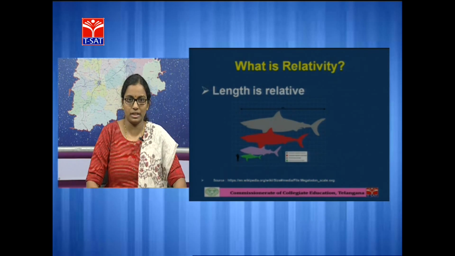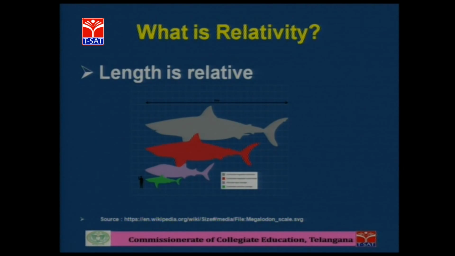So what is relativity? As you are looking at the slide, the first slide says length is relative. See, we are observing 4 sharks of different colors. The grey shark is the largest and has more length than the other 3 sharks.